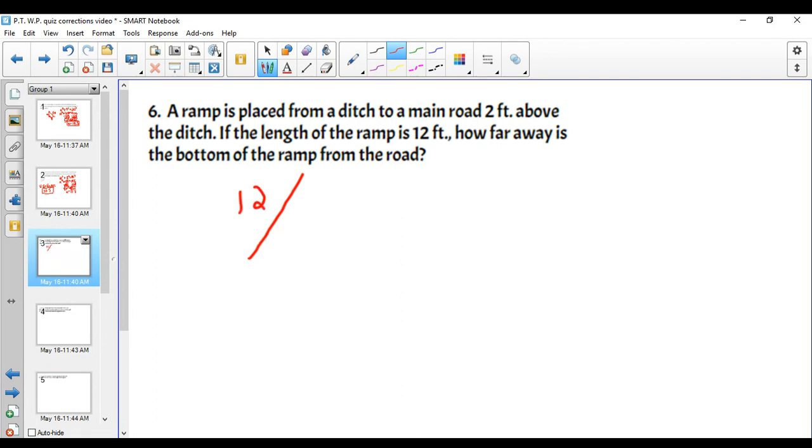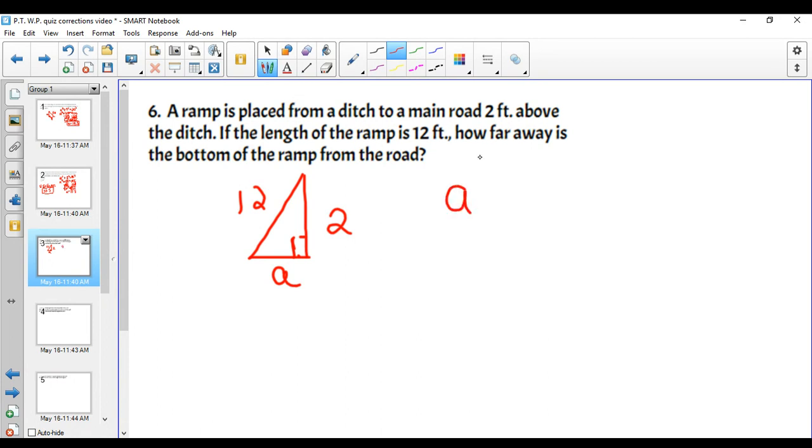It's 12 feet. Okay, it's 2 feet. This is obviously not drawn to scale. 2 feet above the ditch. How far is the ramp from the road? So this is our unknown right here. We could call this either A or B.